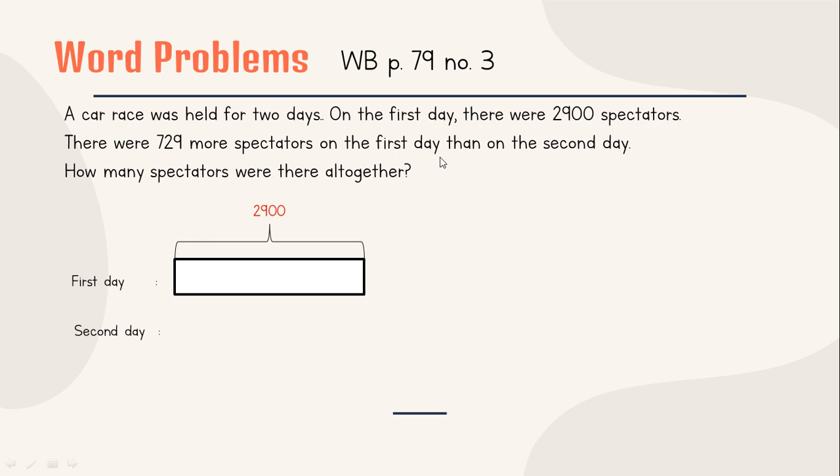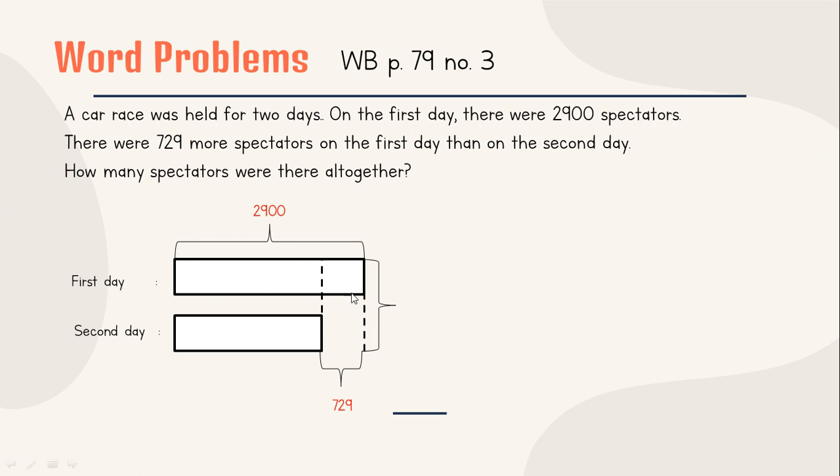So which has more, the first day or the second day? First day. So the second day will be shorter. So that is 729. That's not for the second day, but ada 729 penonton lebih banyak di hari pertama dibandingkan di hari kedua. And then the question will ask you how many, all of them altogether.